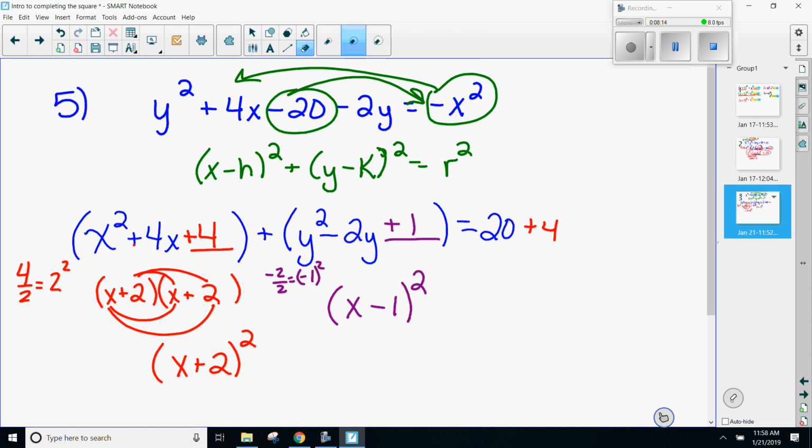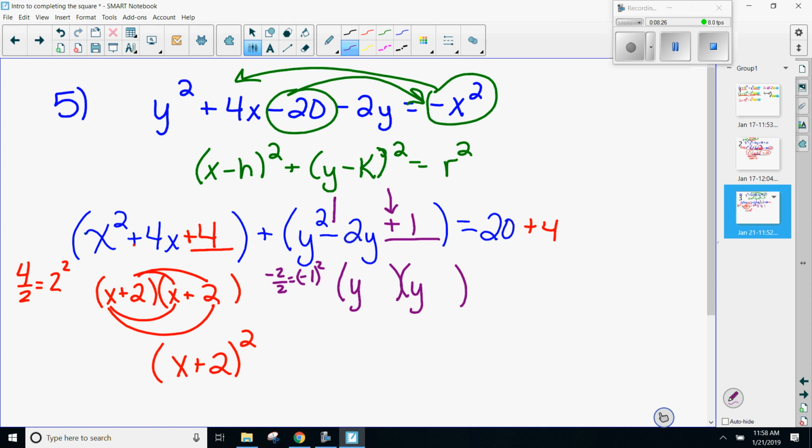Now, if you don't like that, we can think about it the way you used to factor, and you go, oh, well, I have y and y. This tells me the signs are the same. This tells me they are both negative. What multiplied together gives you 1. When you go outer and inner gives you -2. -1 and -1. So this is the same thing as y minus 1 squared.